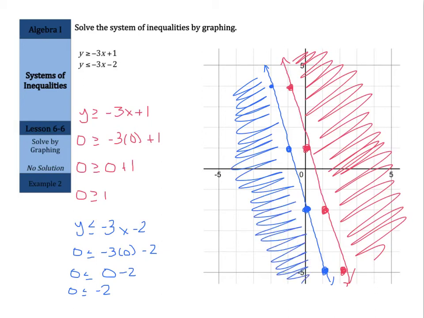So when you solve a system of inequalities, you have to ask yourself, well, where's the intersection? Here, there is none. There is no intersection. And so our solution for this system of inequalities is just the null set symbol. There really is no solution.